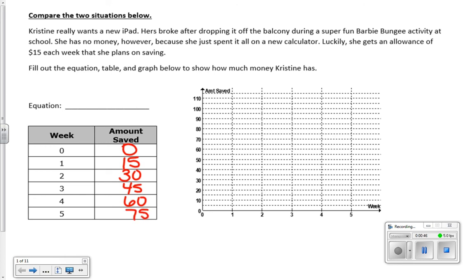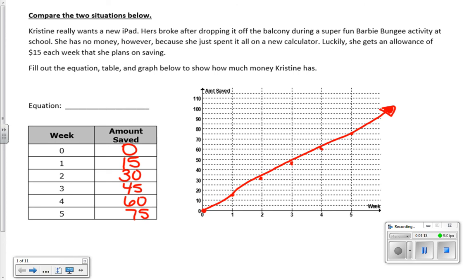So I transfer that to my graph. At week zero, she's got $0. At week one, she's got $15, $30, $45, $60, and $75. I'm gonna connect these with a line because it does go on forever. If she kept saving, she would keep gaining money, right? The line's a little wonky, sorry.